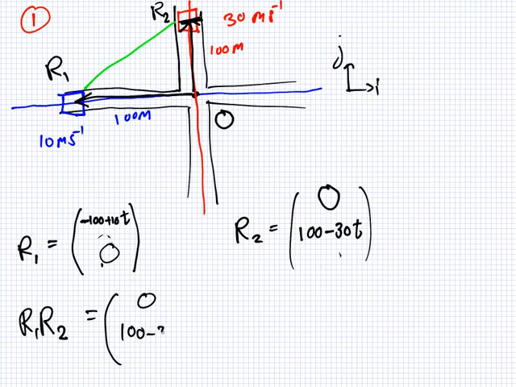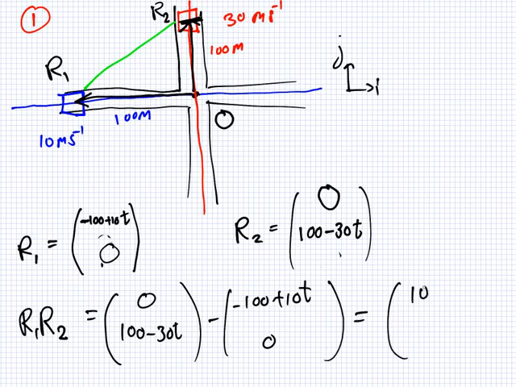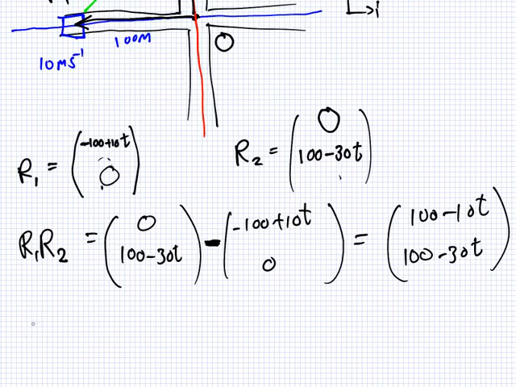Do we want R1 and R2? No, what do we really care about? This vector, R1, R2. R2 minus R1? Yes, so that would be R2 minus R1, which will be 100 minus 10t, 100 minus 30t. Yeah, R1, R2 is R2 minus R1, like AB is B minus A.